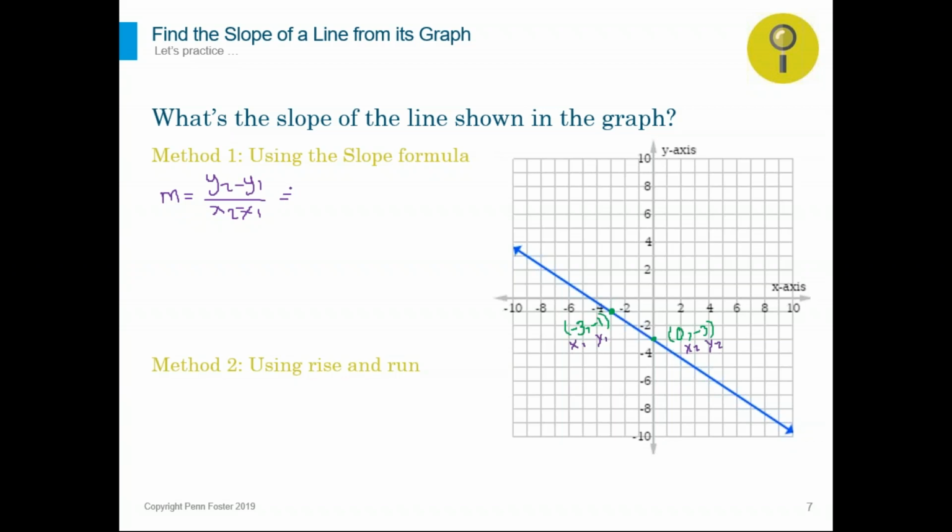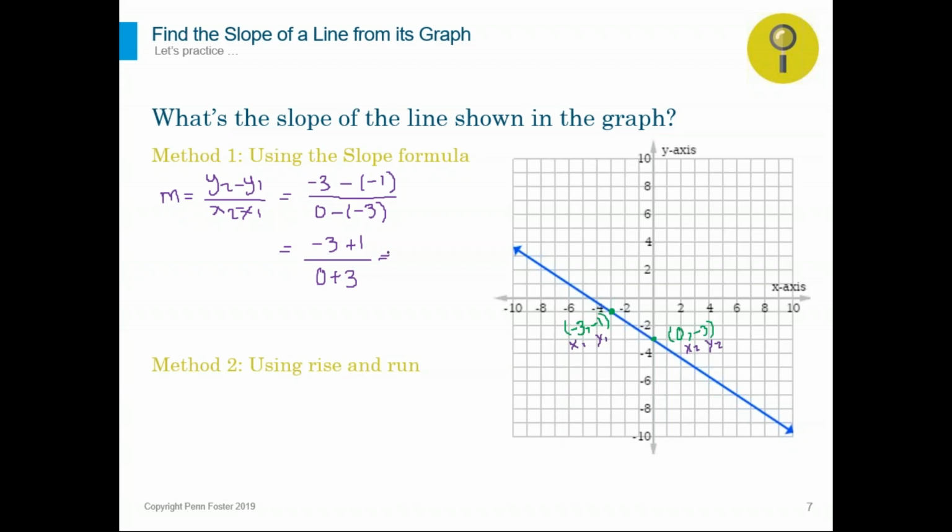Simply plug in the numbers. Then we have -3 minus -1 over x2, which is 0 minus -3. Let's evaluate the top and the bottom. -3 minus -1 is really the same as -3 plus 1. On the bottom, 0 minus -3 is the same as 0 plus 3.